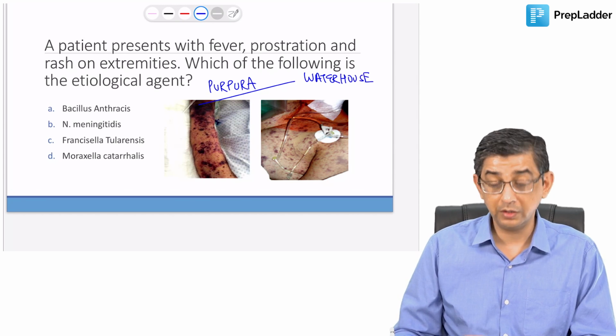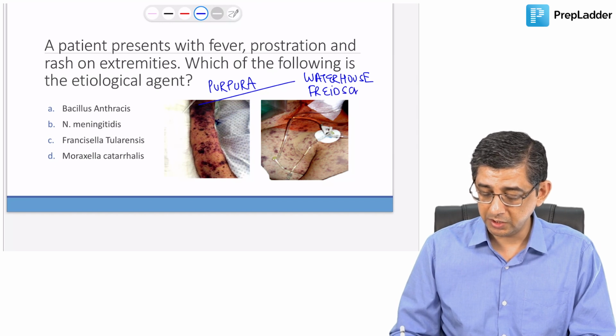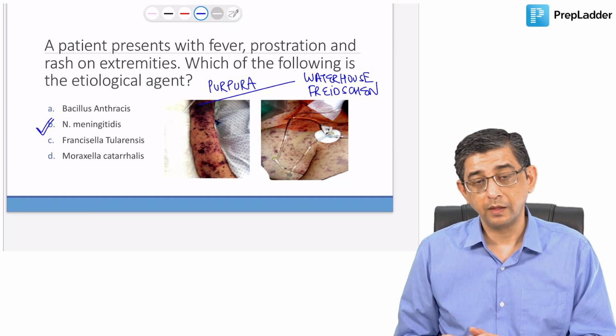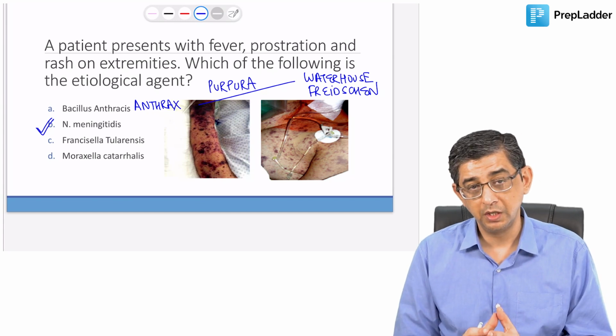It's bang on these four options. I think you can pick it up. That's going to be Neisseria meningitidis. The answer to this question is option number B. Option A would cause anthrax, that is wool sorters disease. So you would find it again in hunters or in wool sorters.